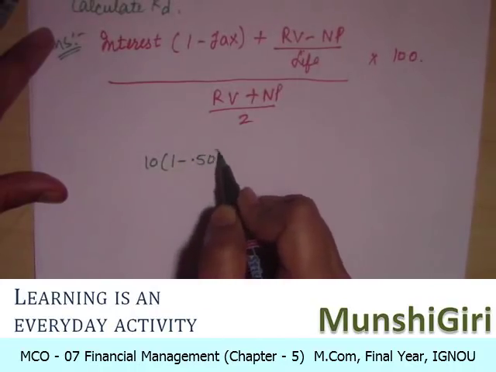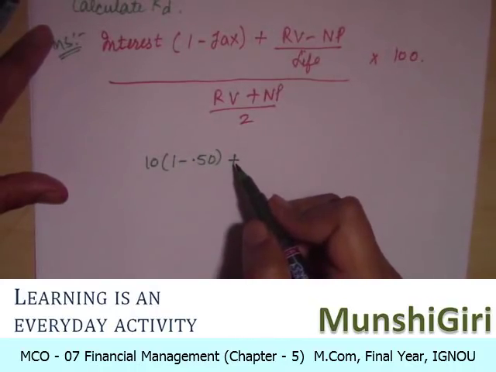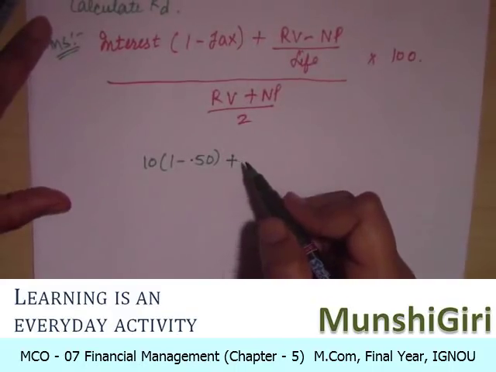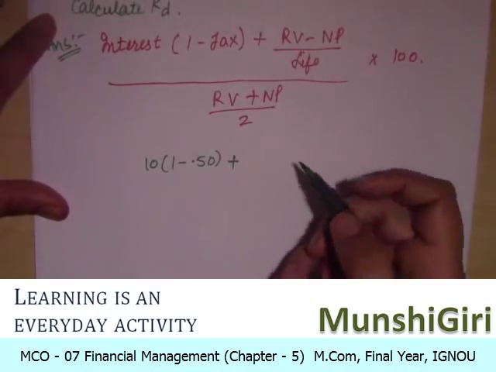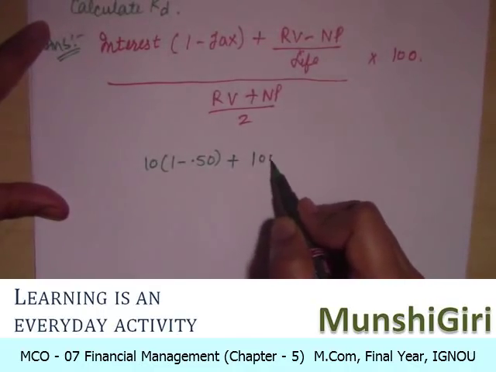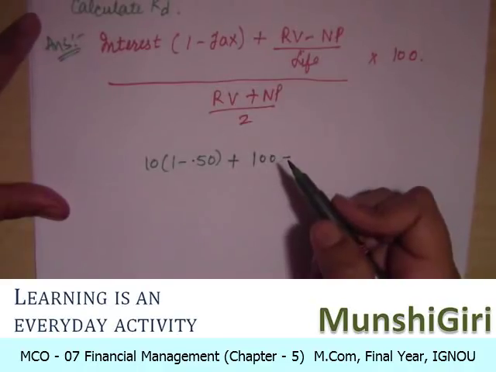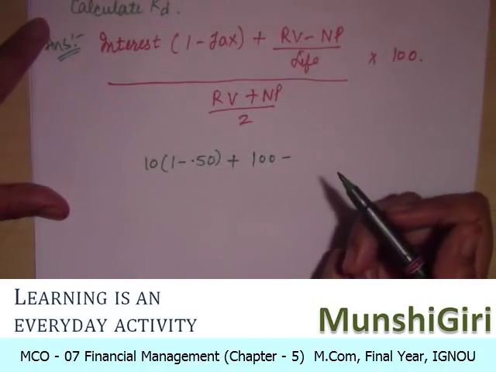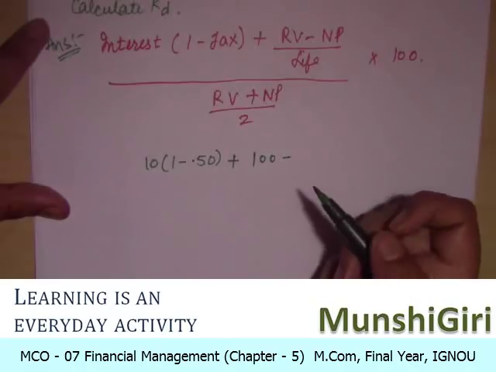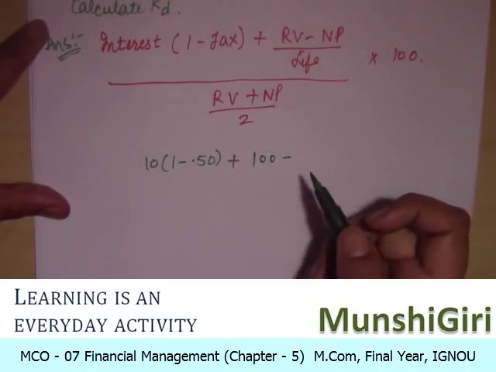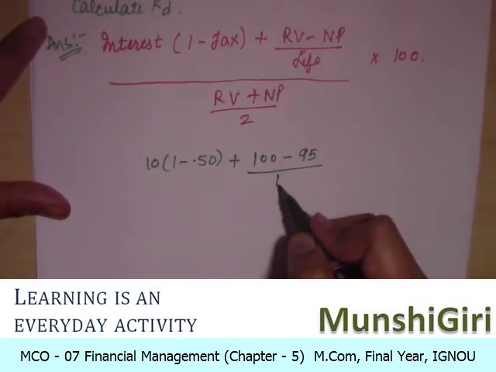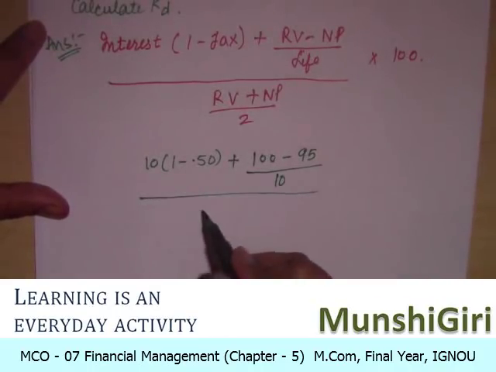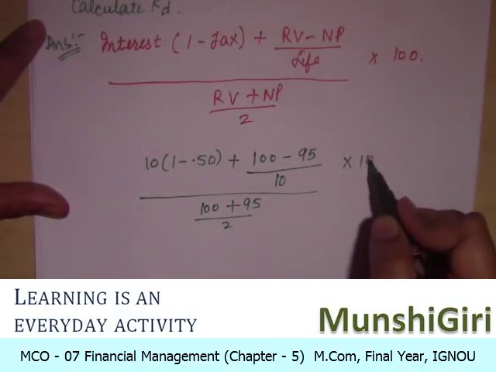Tax rate is 50%. Redeemable value is redeemed at the end of 10th year. So if nothing is mentioned in the question, we will assume that the debentures are to be redeemed at par. So par value is 100 minus net proceeds. Since the debentures were issued at 5% discount, the net proceeds the company would have received is 95. That is 100 minus the discount of 5 is 95. Life of the debentures is 10 years. The whole thing is to be divided by (100 plus 95) divided by 2, into 100.